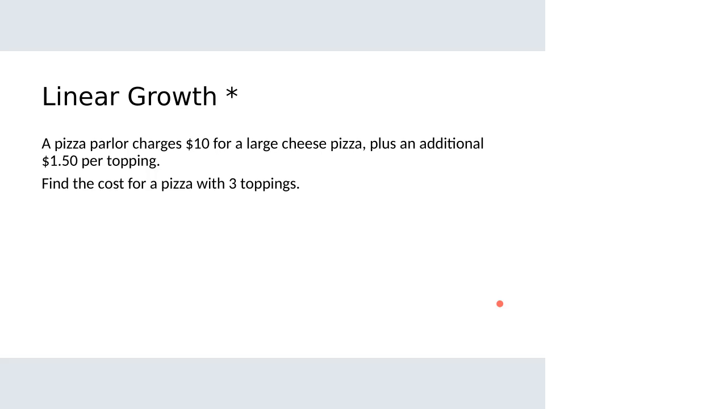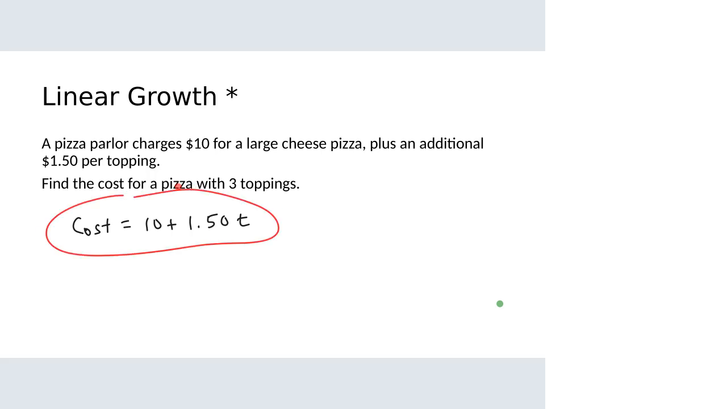So we're working with the same model we saw just a minute ago, where the cost of our pizza is $10 plus $1.50 per topping. If you're not sure if it's linear or exponential, because that's kind of a new idea for us at this point, when we look at this, there's no exponent anywhere around. We certainly don't have a variable that's in the exponent, and that's how we know that this is a linear model. If we were to graph it, it would make a line.